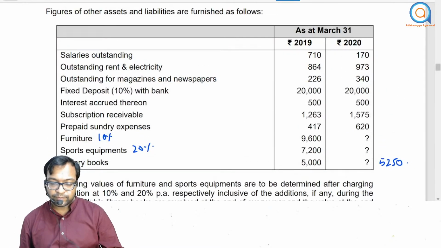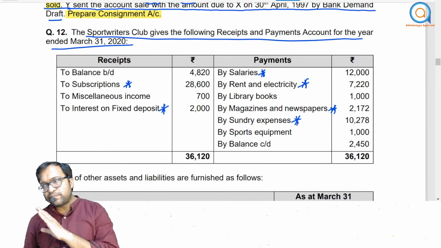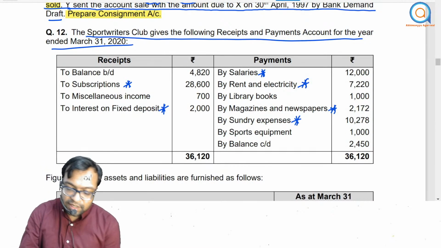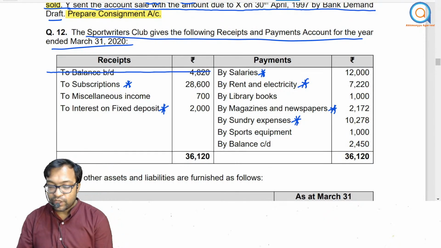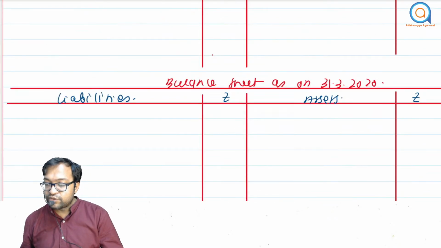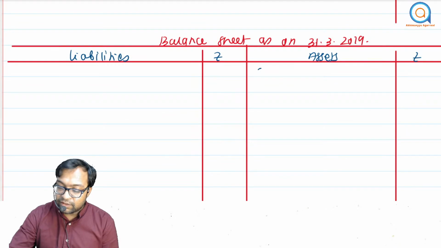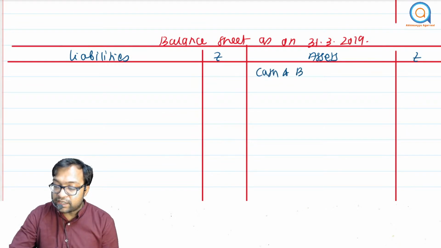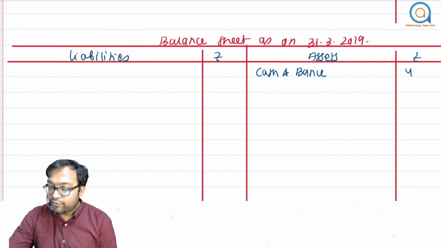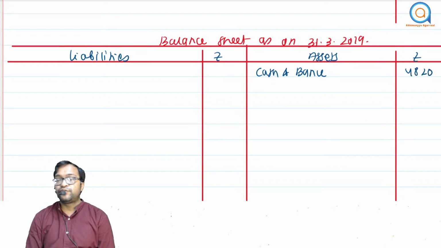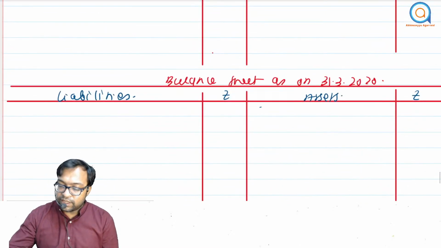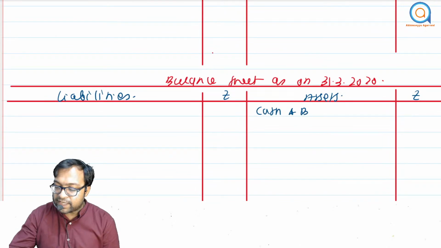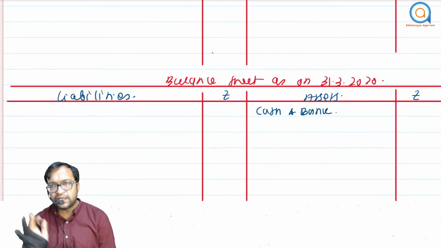Chalo, let's start. I'll read one item, take it and post it everywhere wherever it comes. First I see this is opening cash balance 4820. So opening cash and bank balance will come in opening balance sheet, 4820. So go to your opening balance sheet and write down cash and bank balance 4820. Now in closing balance sheet I am keeping one space for closing cash and bank balance. Till now I don't know the figure.